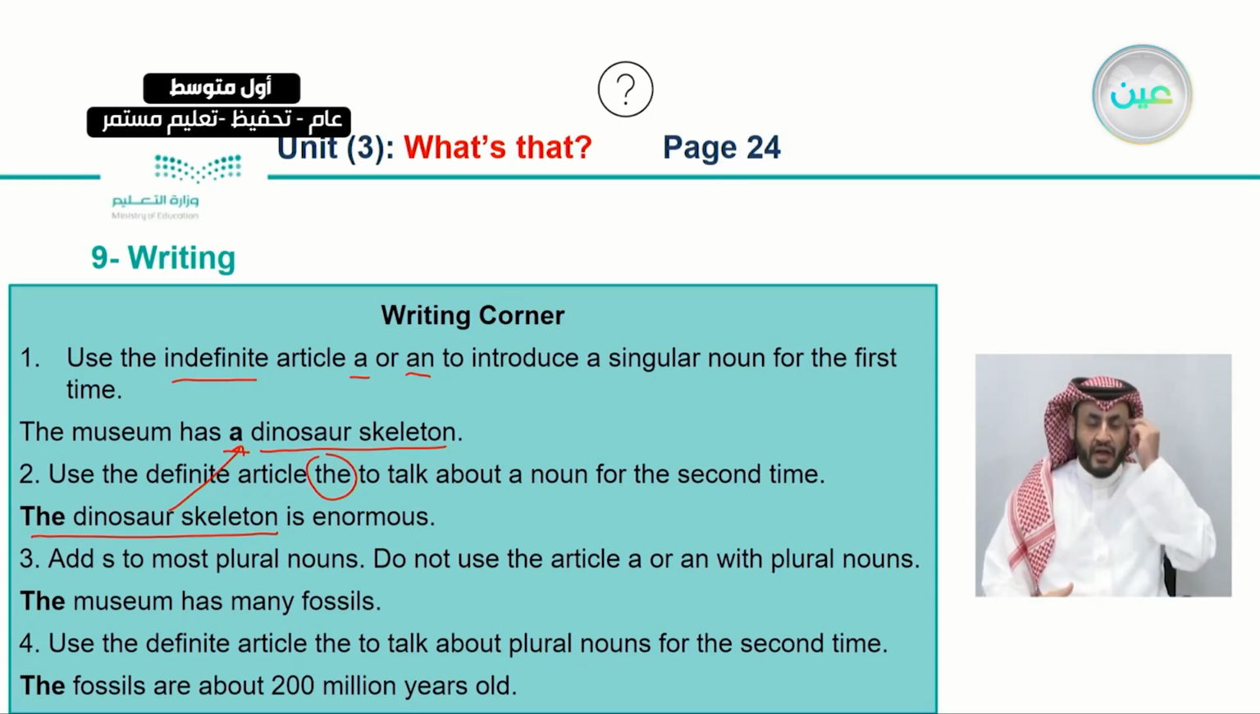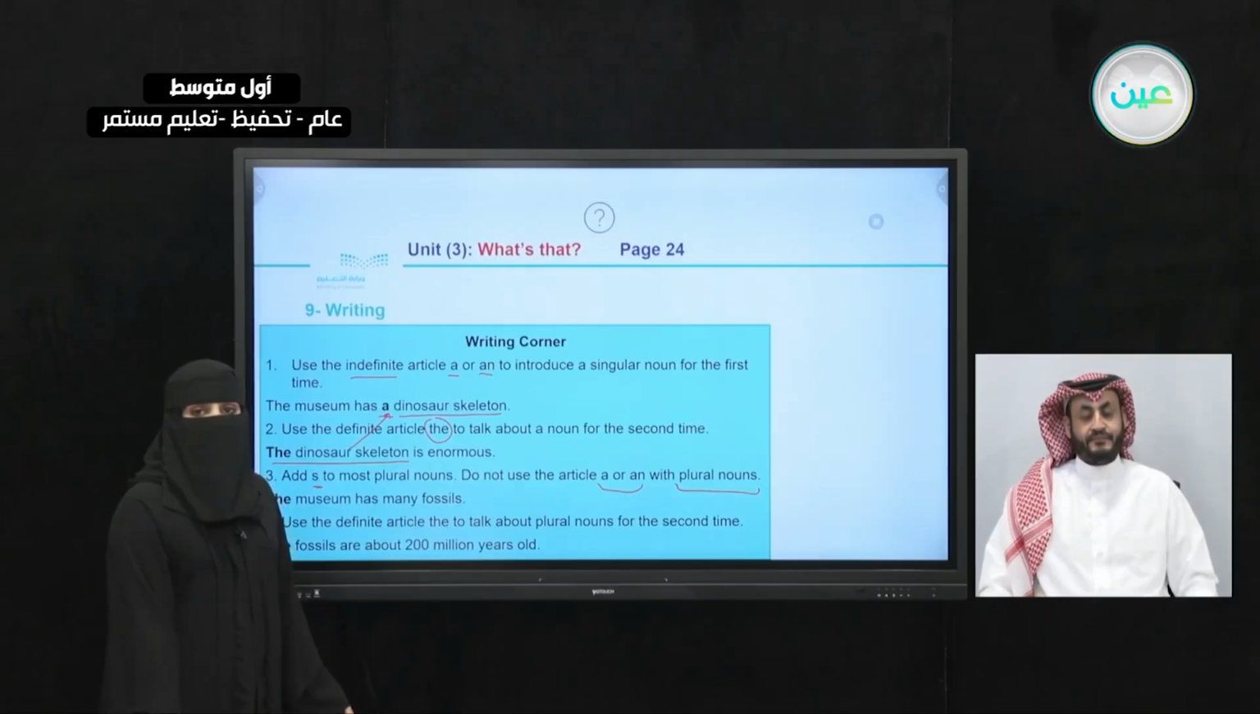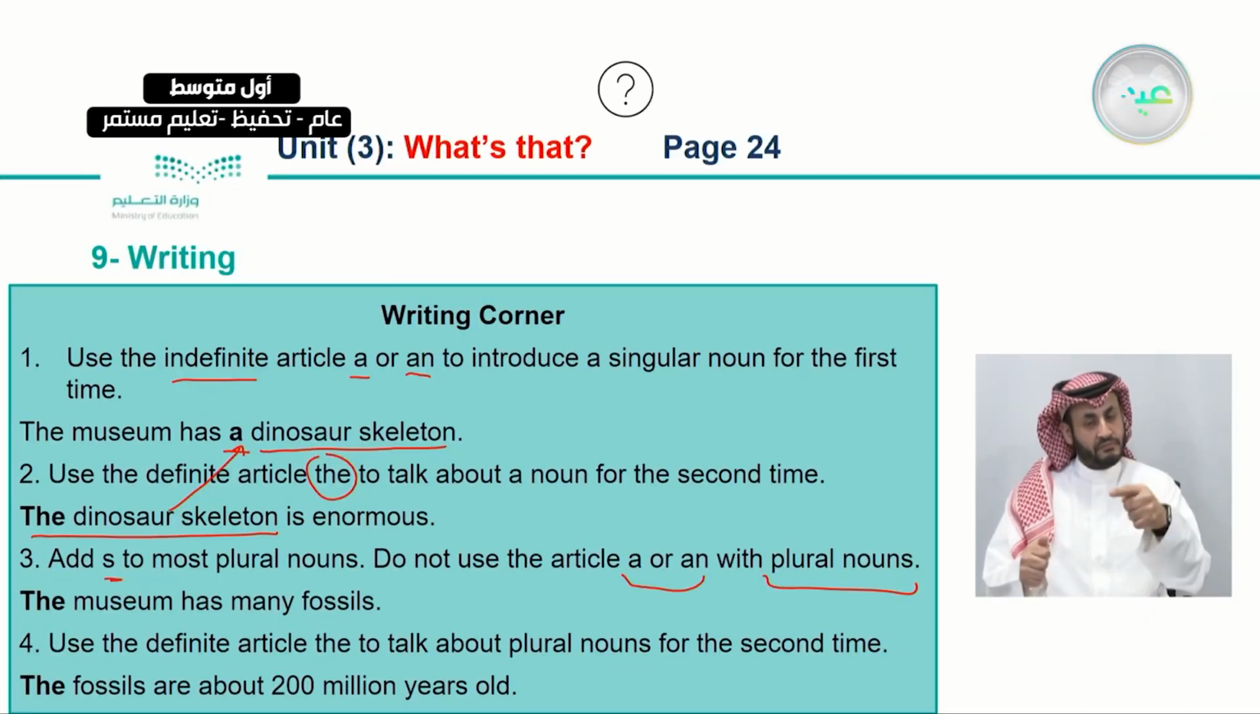Number 3, add s to most plural nouns. Do not use the article a or an with plural nouns. Why? Because a or an comes only with singular nouns. Remember when we said a radio? We can't say a radios, right? The museum has many fossils. Did you see that?